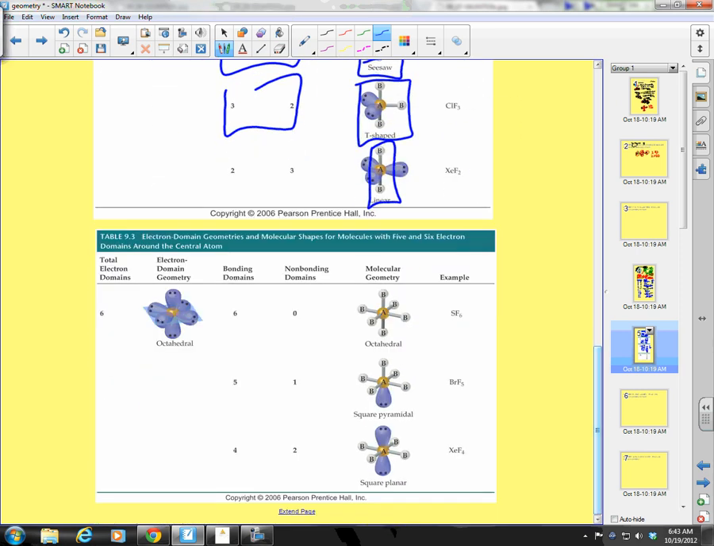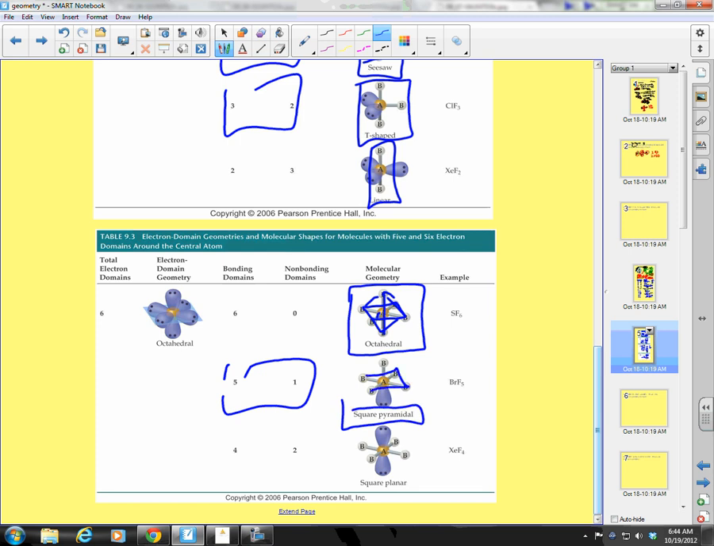6, 0. This is octahedral. We have a square in one plane, and then you have 2 atoms apart from each other going through the other plane. If we really looked at the shape it makes, apparently it's going to make what? An octagon, an octahedral. 5, 1, square pyramidal. I have a square base going up to 1 point. That makes it a square pyramid. And then 4, 2, that is square planar. And it's just really a square in one plane, a two-dimensional square.